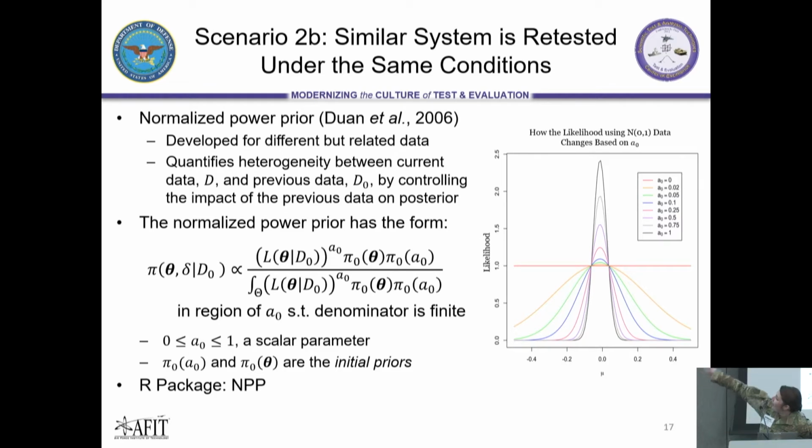And then if you let A not be 1, then you see this peak distribution. That's back to scenario 1. I'm using all that previous information in my analysis. And if you're in between, it's a down-weighted information bringing into your current analysis. So this allows your previous data and your current data to decide how similar they are to use in your analysis. That's not something we as analysts have to decide.